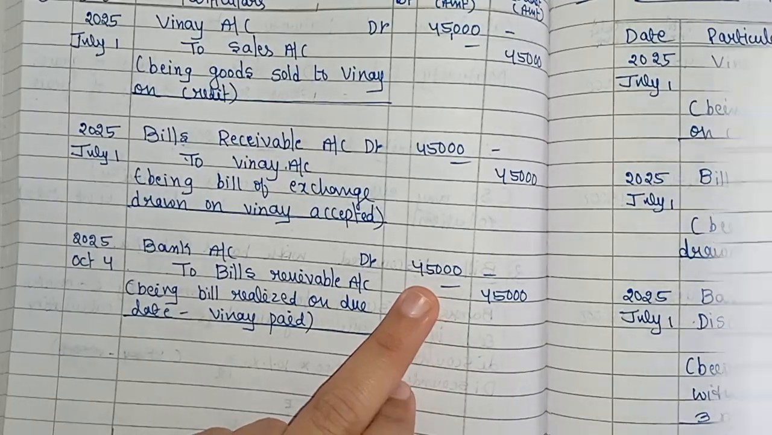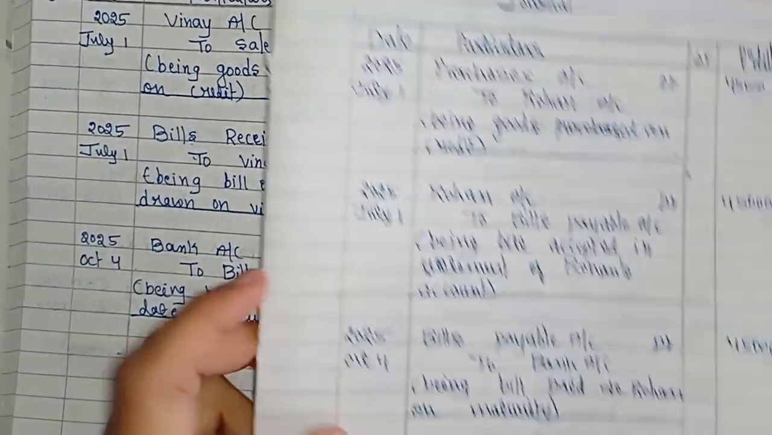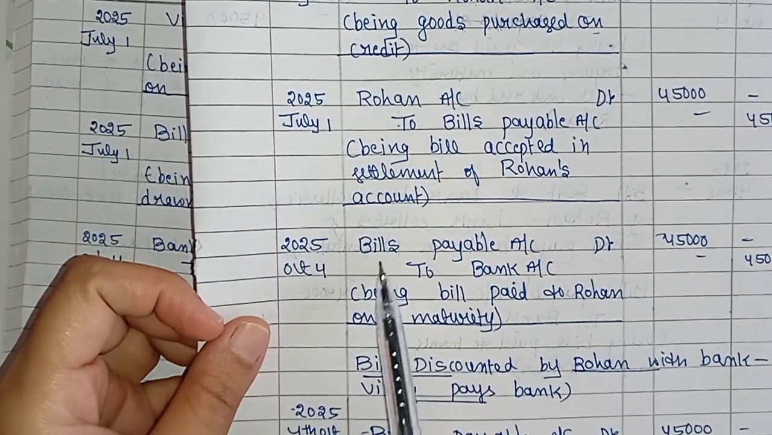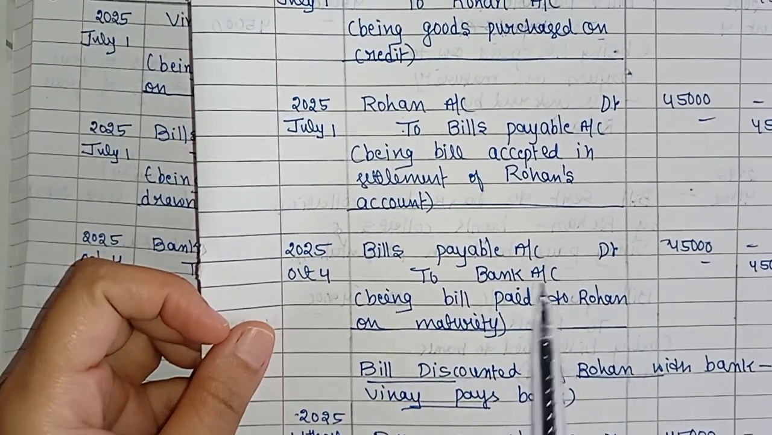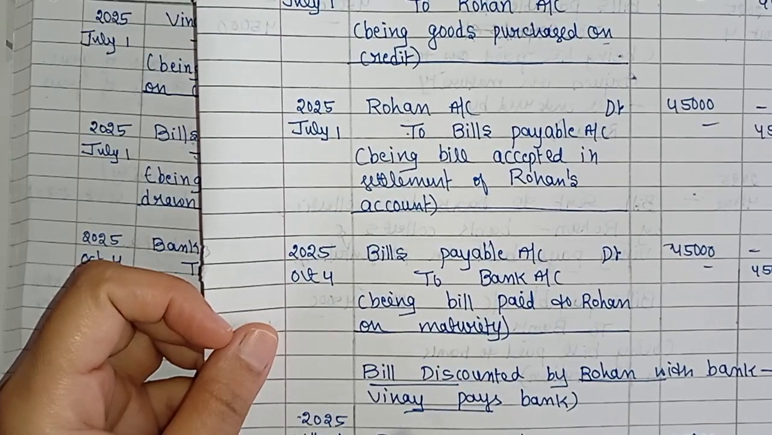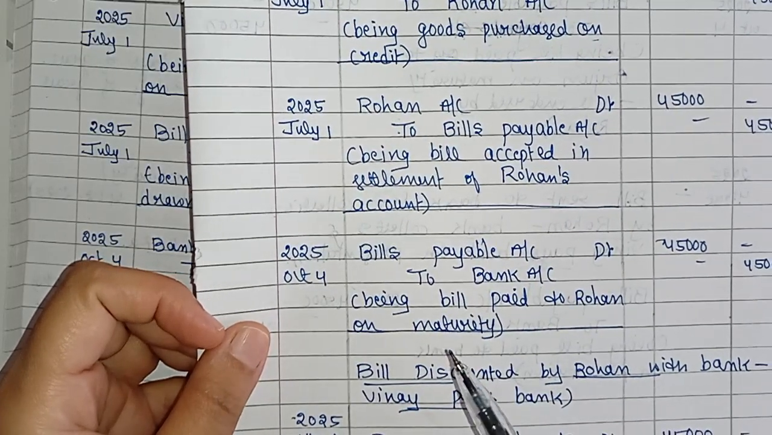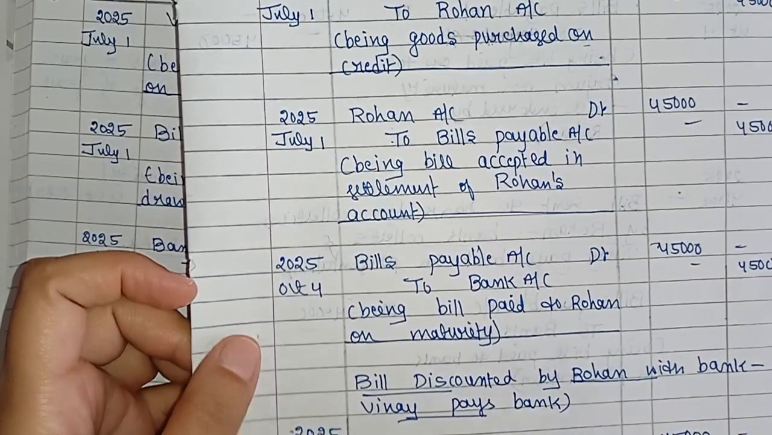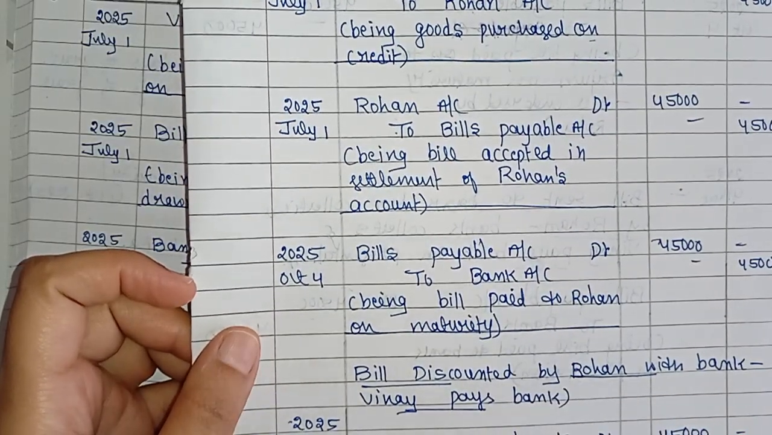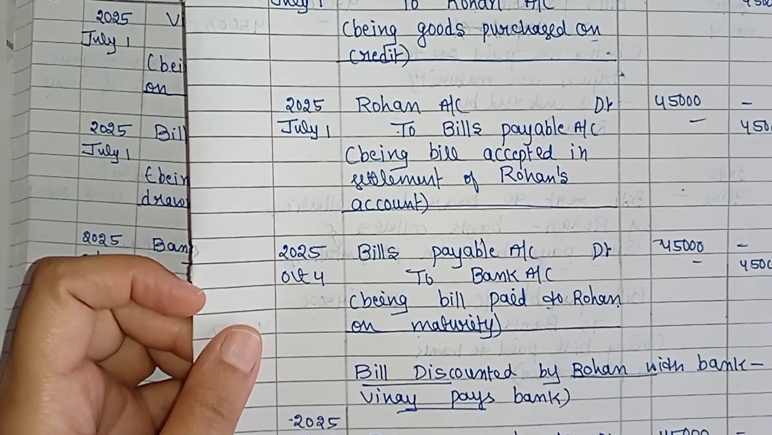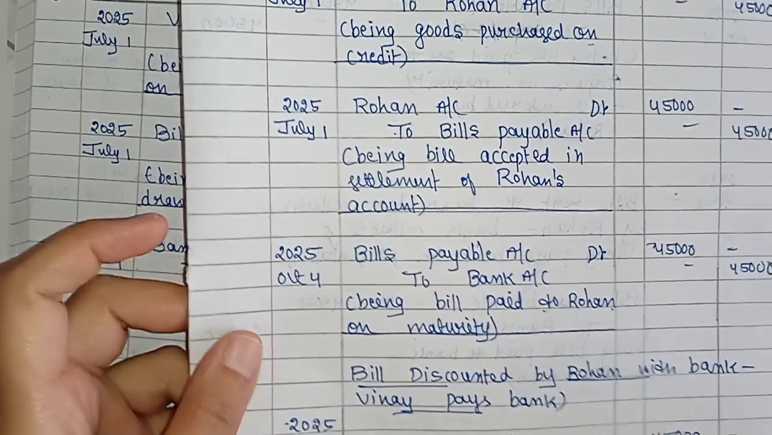So in the books of the drawee, in the books of Vinay, the journal entry is on October 4, 2025, Bills Payable account debit to Bank account. Bills payable account debit to bank account means the liability is cancelled and cash goes out to make the payment, being bill paid to Rohan on maturity. Clear? Till here it is clear, right?